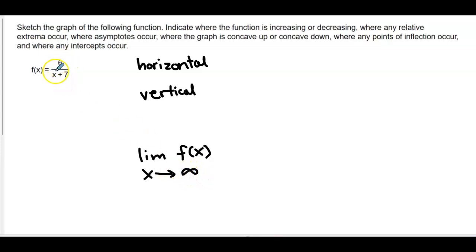So if you can just imagine this function here, 6 divided by x plus 7. The bigger x gets, the larger the denominator is going to be. So if we were to divide 6 by a larger and larger value, ultimately it's just going to get closer and closer to 0. So the horizontal asymptote just corresponds to that y value. The larger x gets, the closer the y value gets to 0. So a horizontal asymptote is the horizontal line y equals 0.